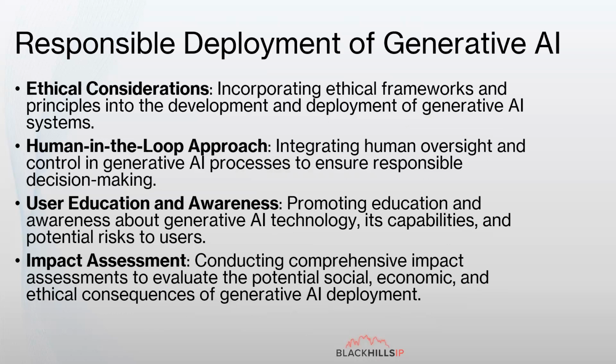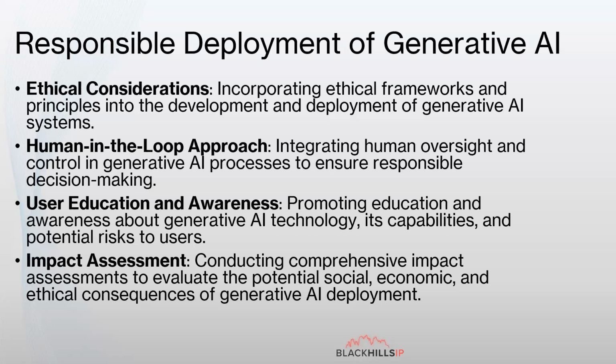Now, apart from development of AI, attention also needs to be given to deployment of generative AI. So embedding ethical frameworks and principles into the development and deployment of generative AI systems to guide responsible decision making. Humans in the loop is extremely important, especially during the deployment. So integrating human oversight and control throughout the generative AI process, ensuring accountability and reducing the risks associated with automated decision making.